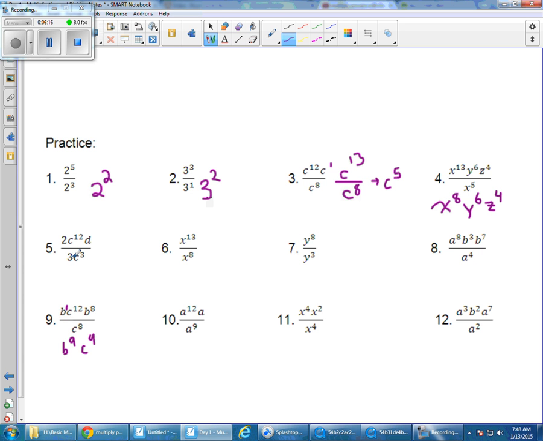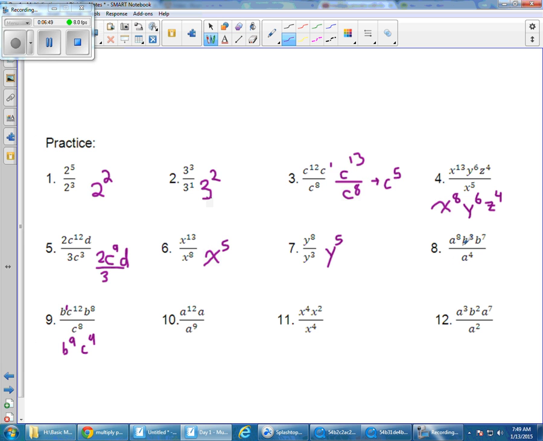Over here, 2 over 3 stays there. So I leave that 2 over 3 since they do not have a like base. C to the 12th and C to the 3rd, that subtracts to be C to the 9th. And then I get my D left right there. For 6, I would subtract these. This is going to be x to the 5th power. 7 is going to be y to the 5th power.